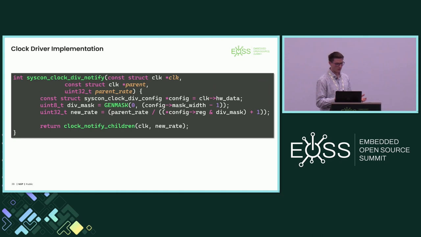And then notify. Notify is generally a simple implementation. You take in your parent rate. It looks a lot like, honestly, the get rate implementation. You take in your parent rate, you calculate the new rate, you pass that on down. And this is worth being noted: this would be called from the parent clock, and we propagate downwards.